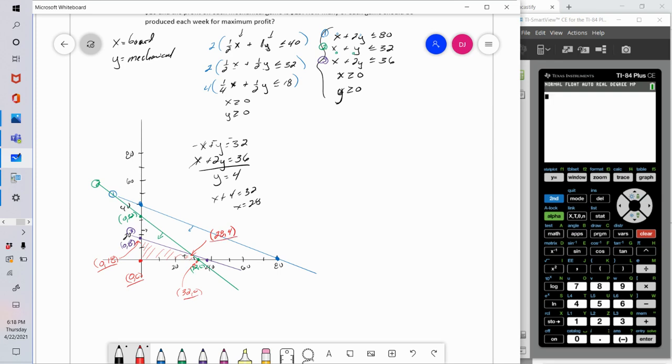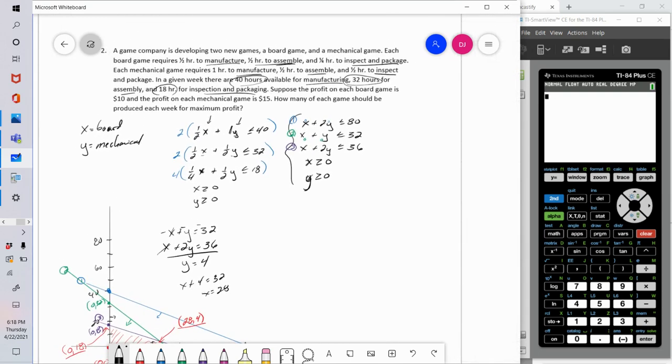So there's my feasible region, and there's my 4 corner points. What makes this different, in addition to having a word problem that I get the equations out of, is that we want to maximize the profit. Suppose the profit on each board game is $10, and the profit on each mechanical game is $15. So my profit is $10 per board game plus $15 per mechanical game. Businesses are in business to make a profit. We won't get into arguing how much profit is okay or not, but that's something that they work for. How many of each game should be produced in order to maximize the profit?